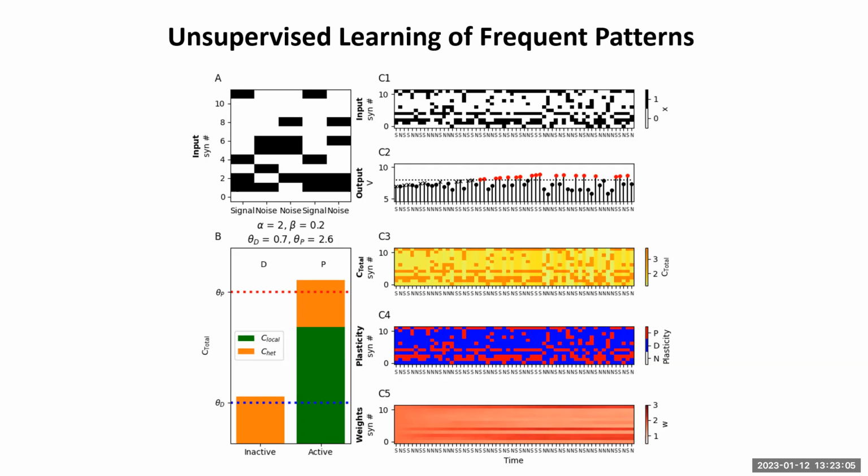Right. So the main reason why this is different from Hebbian plasticity is because it's not spike dependent.